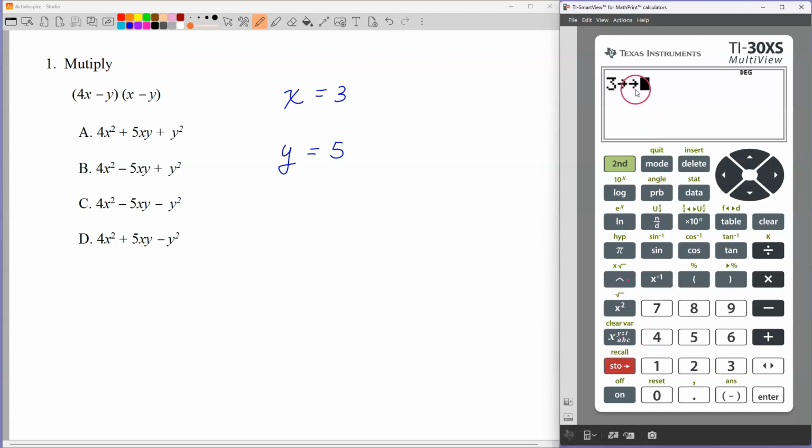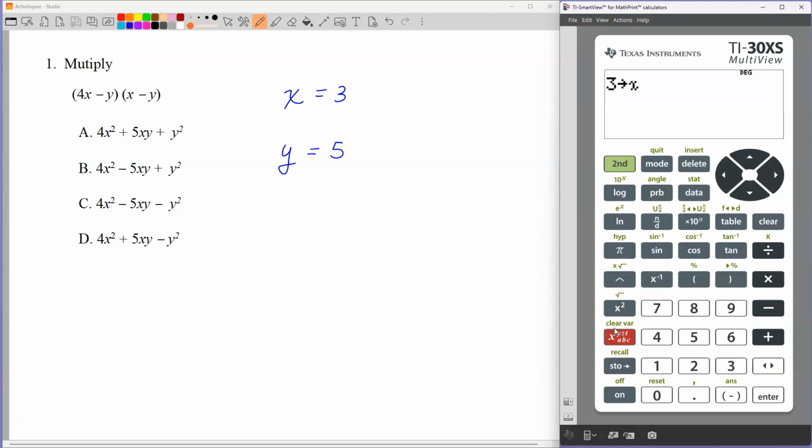Now notice the arrow popped up twice. That was an accident, not a problem. Just go back, hit delete. We have 1 arrow. You can even hit clear and start over. So again, 3. We're going to store that in for x, store. And I'm going to hit this button here and the x will pop up, this one right here.